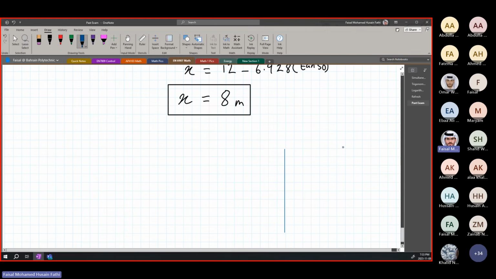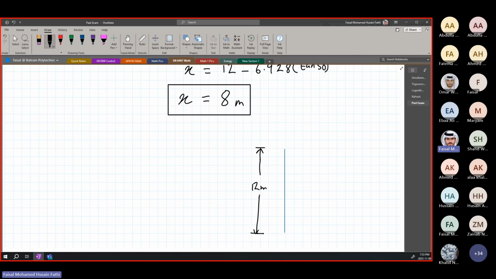We have the 12, this is all 12 meters. The full size from top to bottom, we know that it is 12 meters. Okay, 12 meters, the full size here. And we know that point T, say here, we know that from here to here it's X.